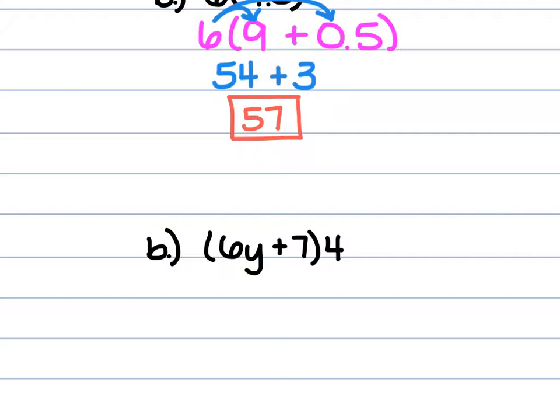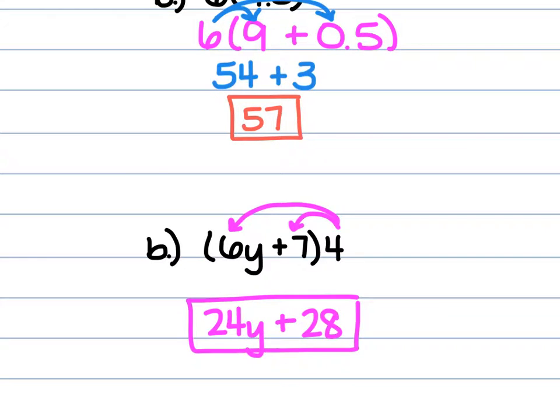For B, we have 6y plus 7 times 4. So you're going to distribute in that 4. So we're going to do 4 times 6y, which is 24y, and 4 times 7, which is a positive 28. So 24y plus 28.